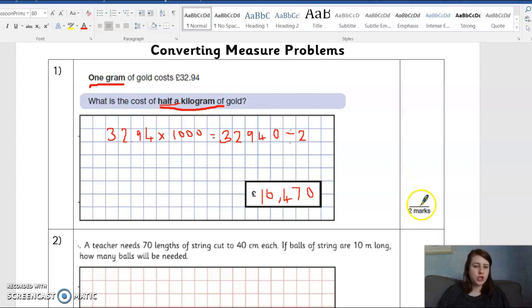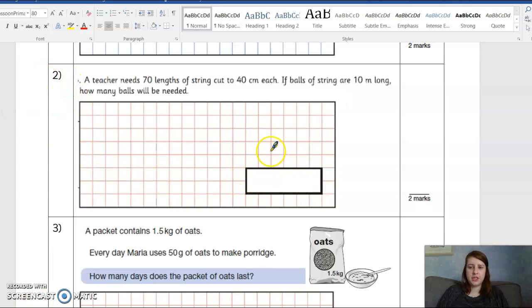So this one is worth 2 marks. So if you got the correct answer, you'd get 2. If you've got the wrong answer, but you've done the working out right, but you've just made a mistake somewhere, then you'd get 1 mark for that one. Okay, question number 2 then.